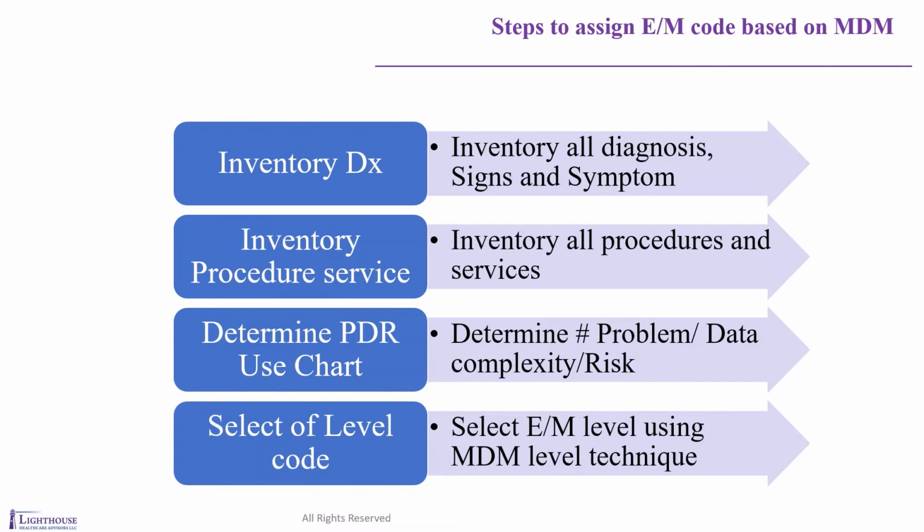Are you all ready? I have a scenario for you. But before we see the scenario, these are the steps to assign an E&M code. So the first thing you want to do is to inventory any diagnosis that we see in the medical record. Okay. Second, inventory any procedure or services. Next, we determine presenting problems, data complexity, and risk using the charts. Finally, we are going to level the code or select the code. Alright. You ready?